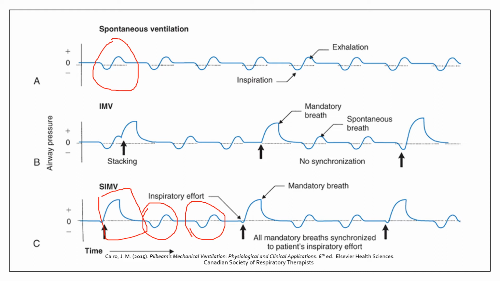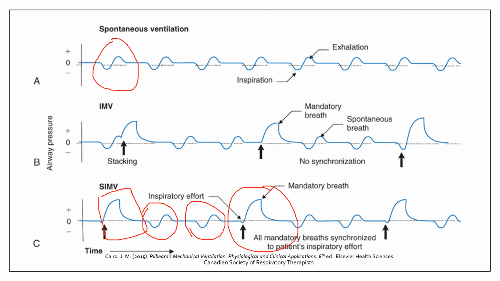Then a window is going to open up. So at some point in time, the machine's going to say, I need to deliver another mandatory breath. I have to deliver so many in a minute, and that needs to occur soon. So it opens up a little window. And if the patient happens to trigger a breath during that window where they need to have their mandatory breath, then that's what they're going to get. So it's going to synchronize with the patient effort.